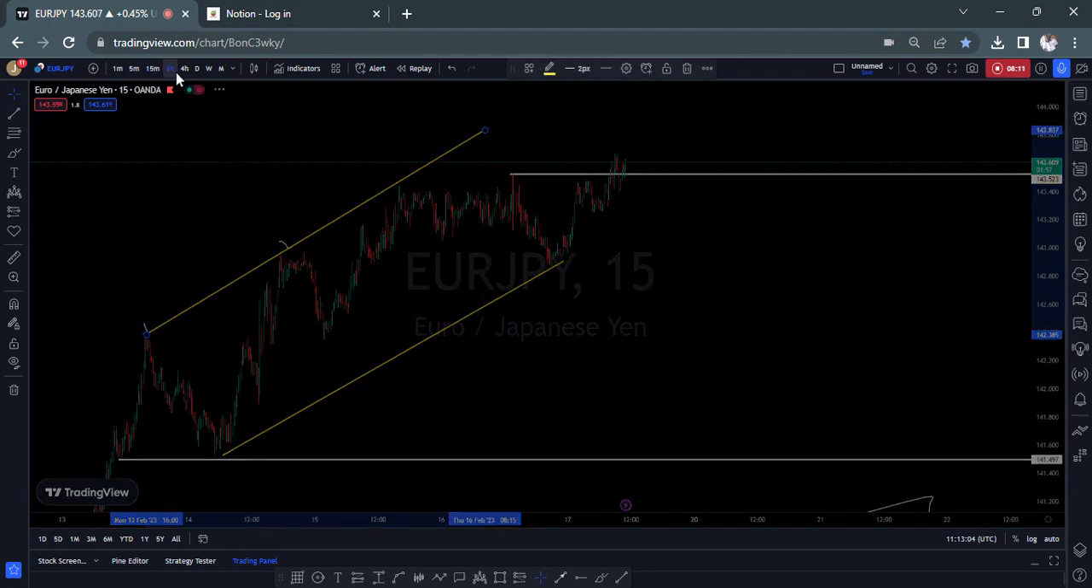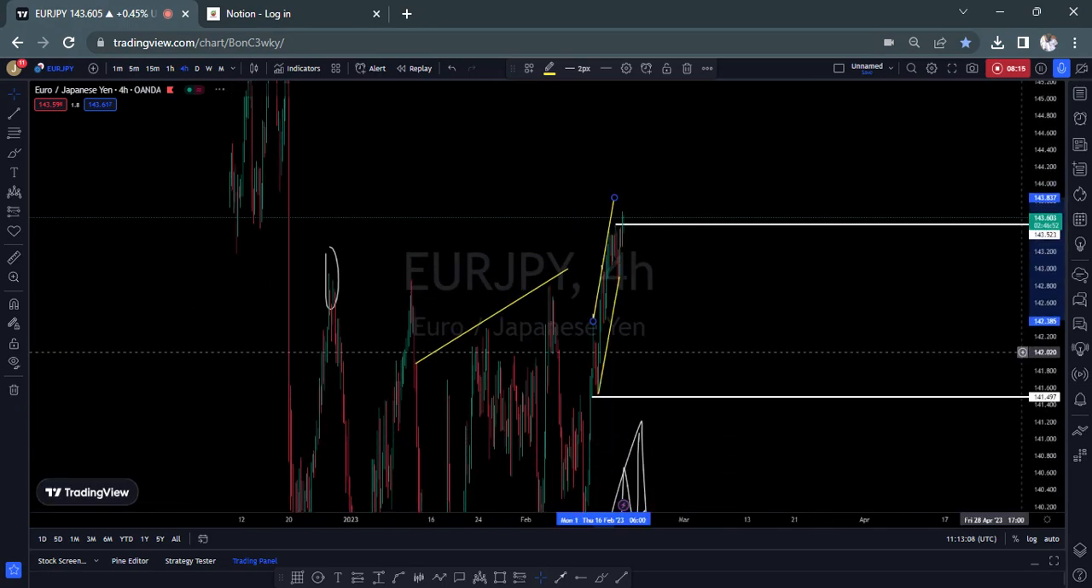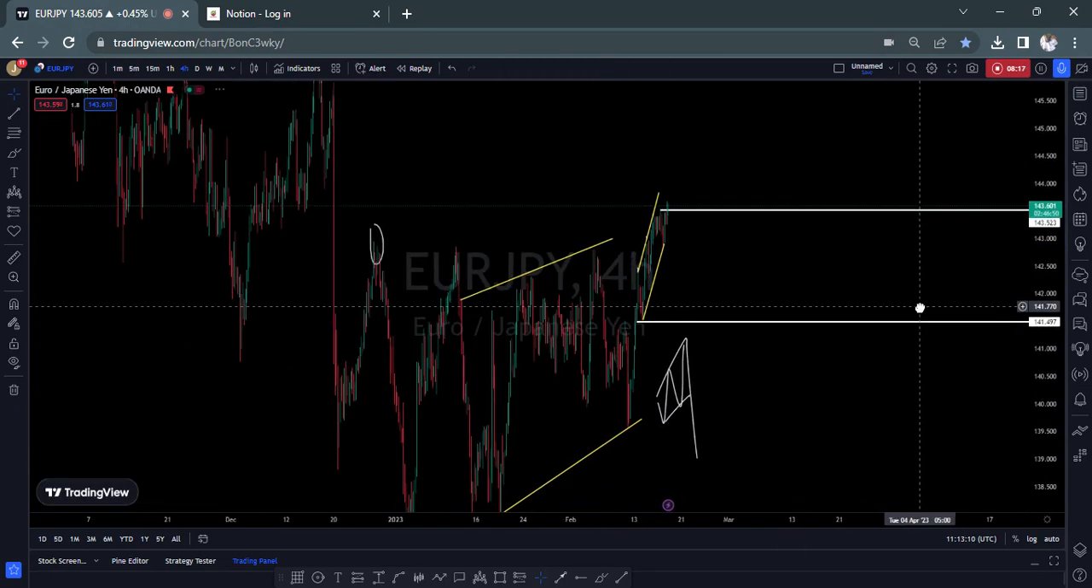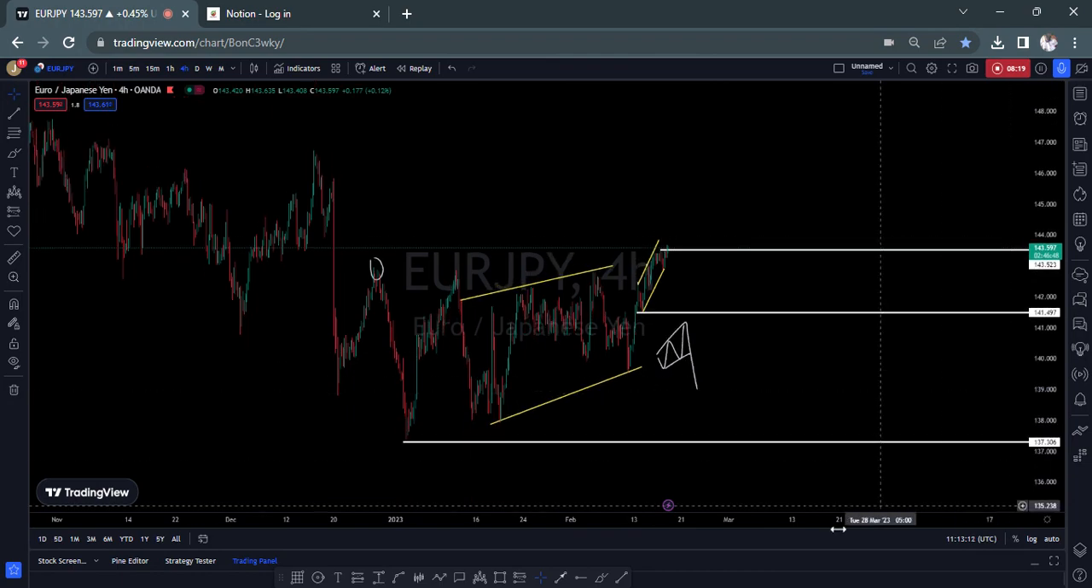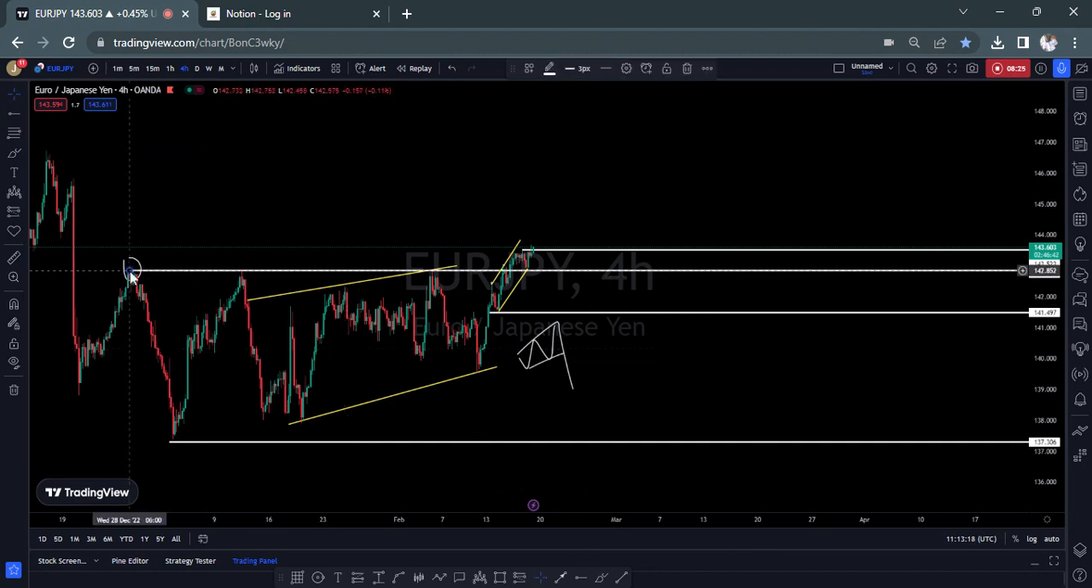And this is actually like an extension of the bigger structure we have. You can see the 4 hour of Euro JPY. It's actually a big ascending channel. It broke this high over here.